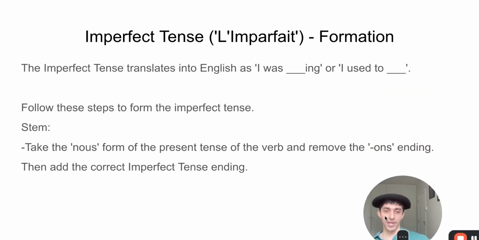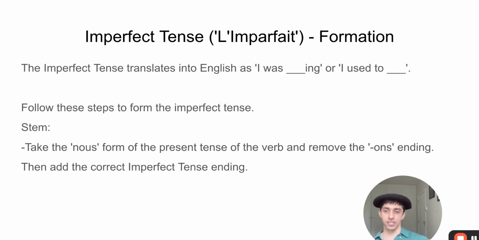Okay, so now we're going to look at the formation. This will take a little bit longer. We're going to go through this fairly thoroughly so that you're able to form both of these tenses as well as knowing exactly when to use them. So the imperfect tense, which is l'imparfait in French, translates into English as I was something-ing or I used to something. For example, I was doing or I used to do. I was going or I used to go, for instance. Those are the two most common translations of the imperfect tense.